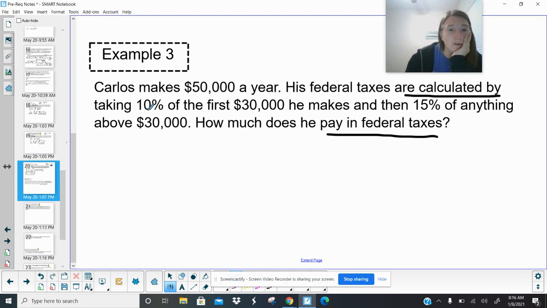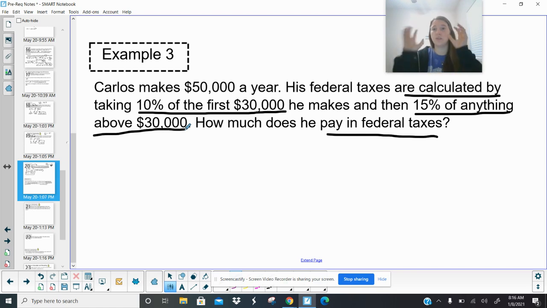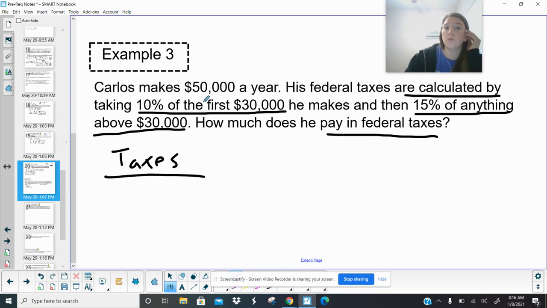So let's go ahead and read through. We are going to take 10% of the first 30,000 he makes. Notice that he makes 50,000. So we're taking 10% of the first 30,000, as well as 15% of anything above 30,000. So these two things together get added, and that's how much you pay in taxes. So let's go ahead and do that. We're going to go ahead and find his taxes. We're going to do both of these things.